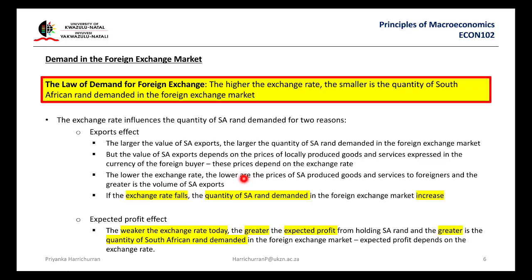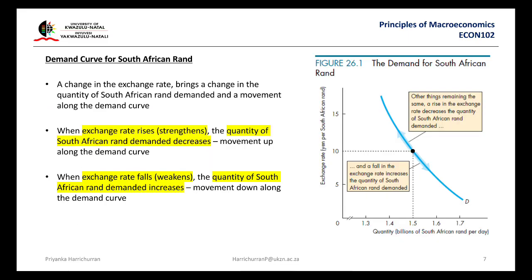Now, expected profit effect. Let's say the rand now is very, very low, but you expect it to shoot up next week and go very, very high. You're going to buy that rand now, for example, at 10 rand, and then hold it, and when it's trading at 15 rand, you sell it, you make 5 rand profit. But obviously, it's not in rands, it's in dollars, because we're looking at other countries buying the rand.